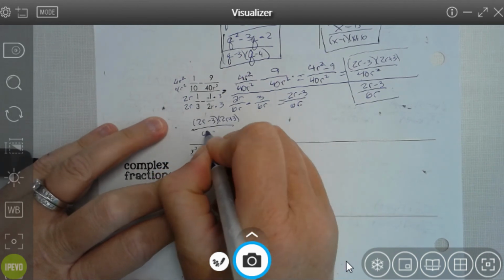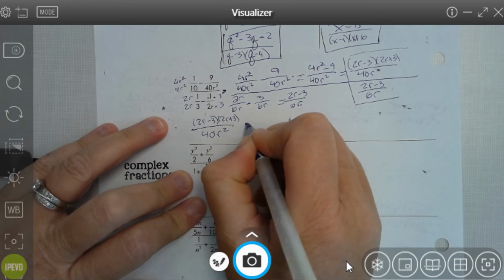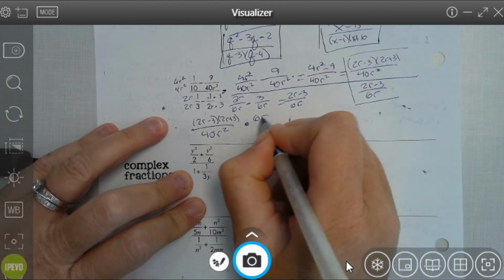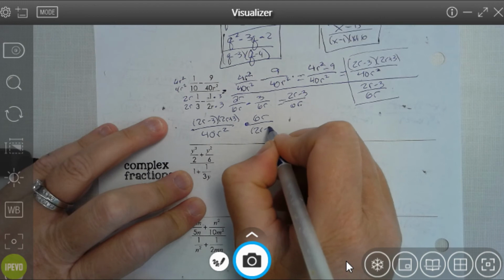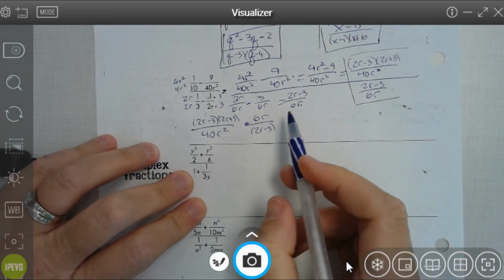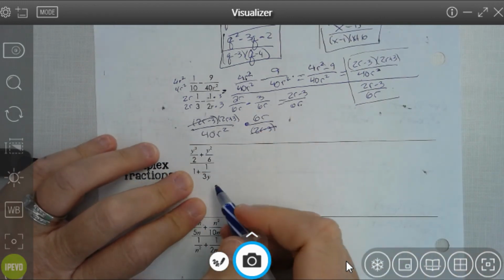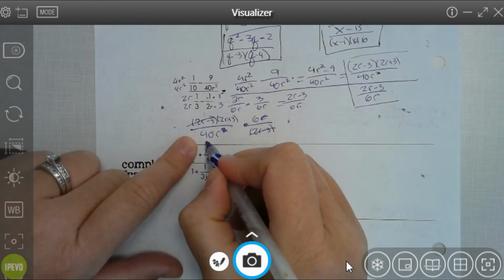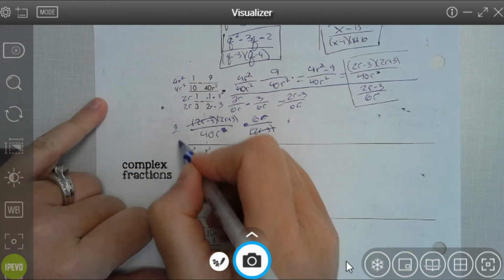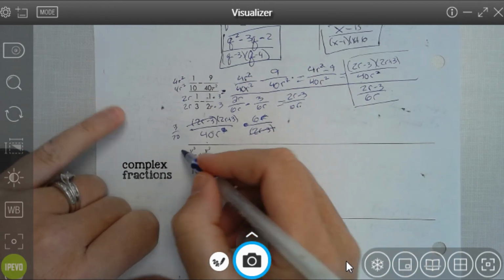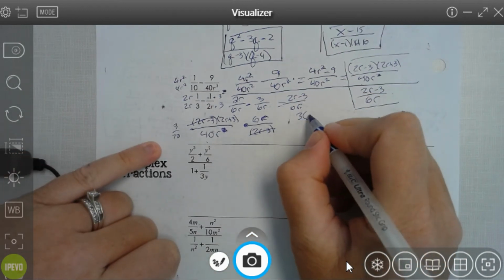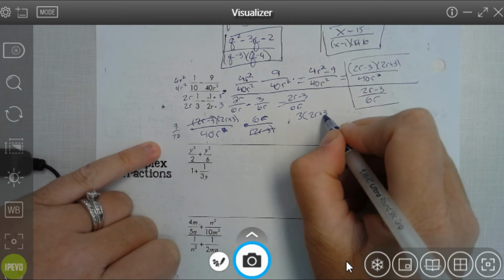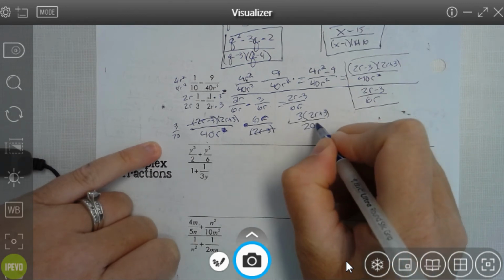So the top doesn't change. Now we're going to flip this. So the 6r goes on top, 2r minus 3 goes on bottom. Now we're going to do what we did on the front. These are the same, so let's cancel. This r will cancel with one of those. And then you're going to reduce 6 over 40, so that would give me 3 over 20, and that doesn't reduce anymore. So it'll be 3 and then 2r plus 3 over a 20r.